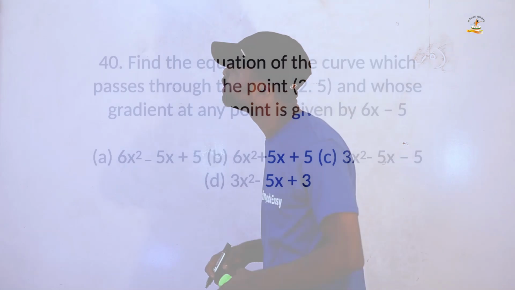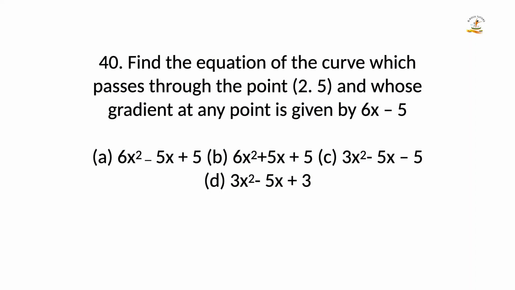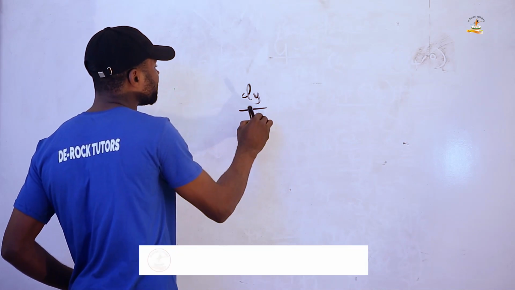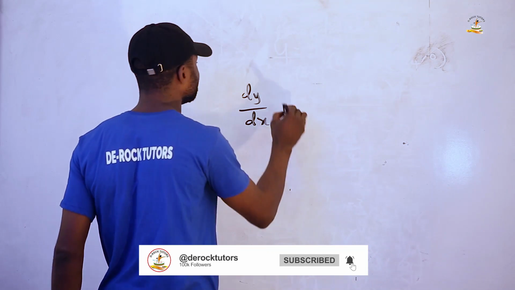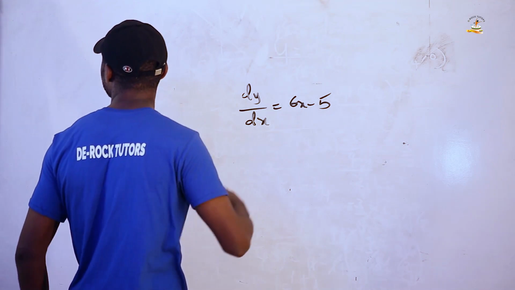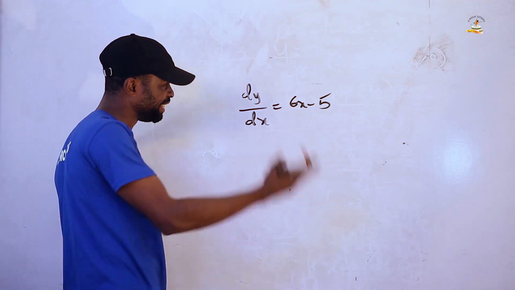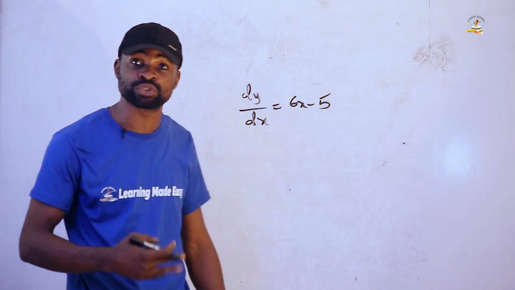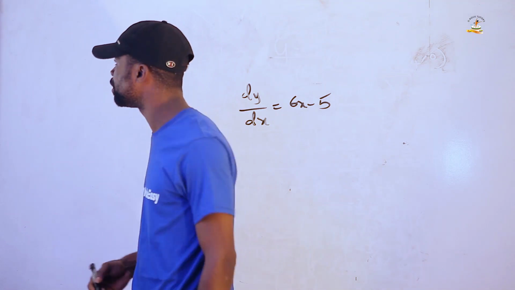Question number 40. We are required to find the equation of the curve which passes through the point (2, 5) and whose gradient at any point is given by 6x minus 5. The gradient of a curve is given as dy/dx, and according to this question, it is 6x minus 5. So you want to find the equation of the curve whose gradient is this. Remember, this particular curve passes through a point, and the point is (2, 5).